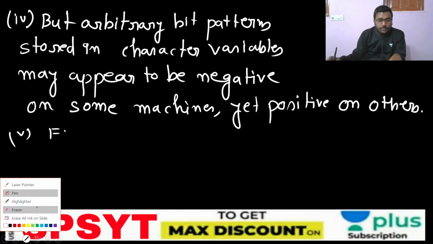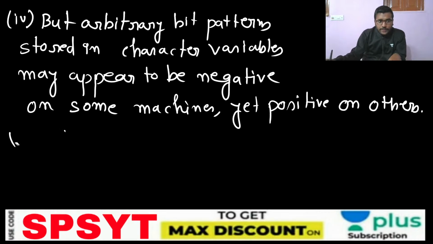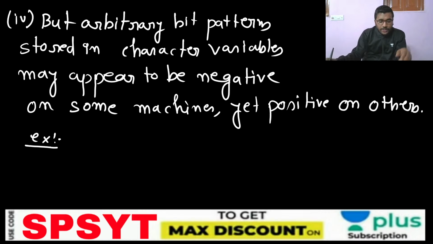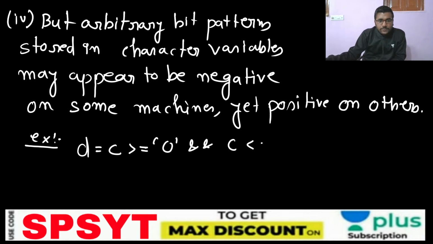If you want to use relational and logical operations, they are defined to have value 1 and 0, as you have seen. Now let me give an example of how you can compare. Say D = C >= 0 && C <= 9. This is an assignment. Let's assume C is something you are taking, and you are checking whether C is a digit or not, from 0 to 9.